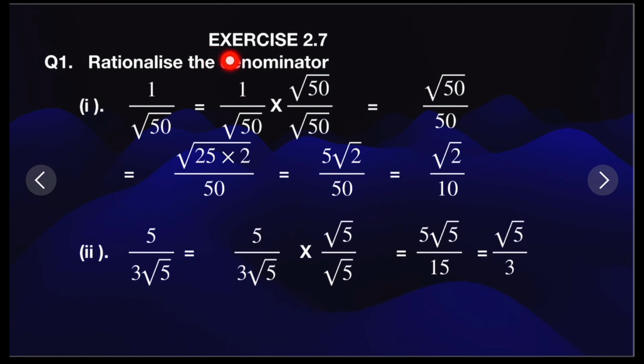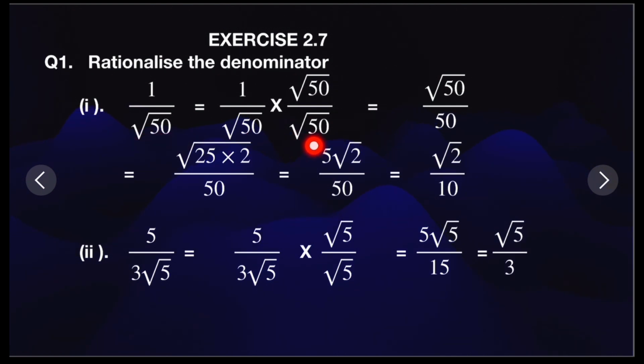Okay, let's go to exercise 2.7. Rationalize the denominator. What does this mean, rationalize the denominator? So we should only look at the denominator, don't look at the numerator. Denominator, if it is an irrational number, we should convert it into a rational number. So here in the denominator we have root 50. So I want to make it into a rational number.